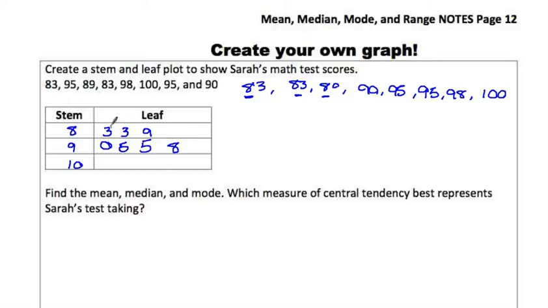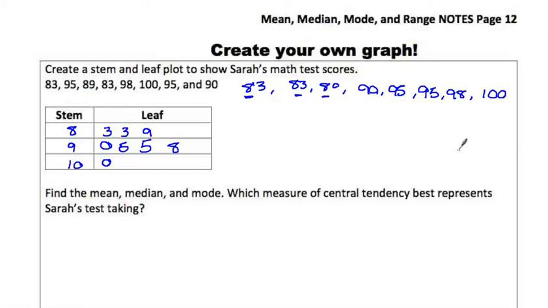When you do this, you should kind of stack up the numbers. So the first number should be on top of the second number, and then the second number should be on top of the one below it, and so on. So you can see how there's more 9s than there are 8s. And then the last one, we're going to do 100, so that's 10 with a 0.